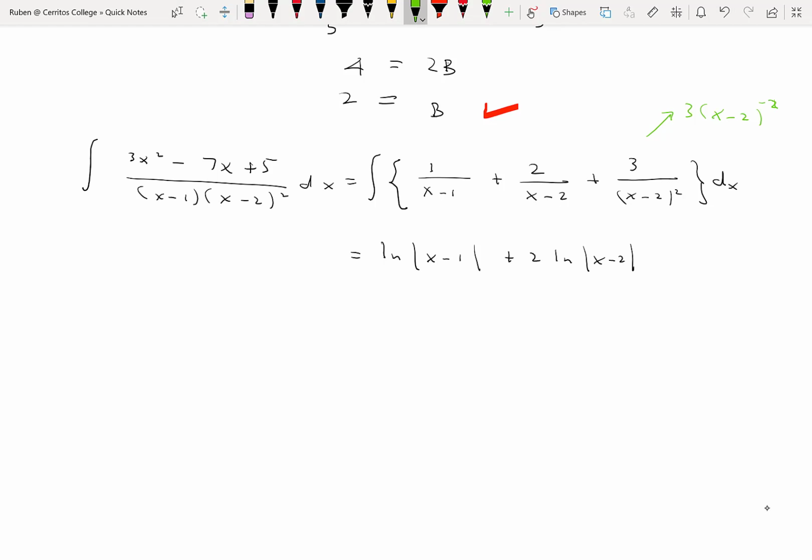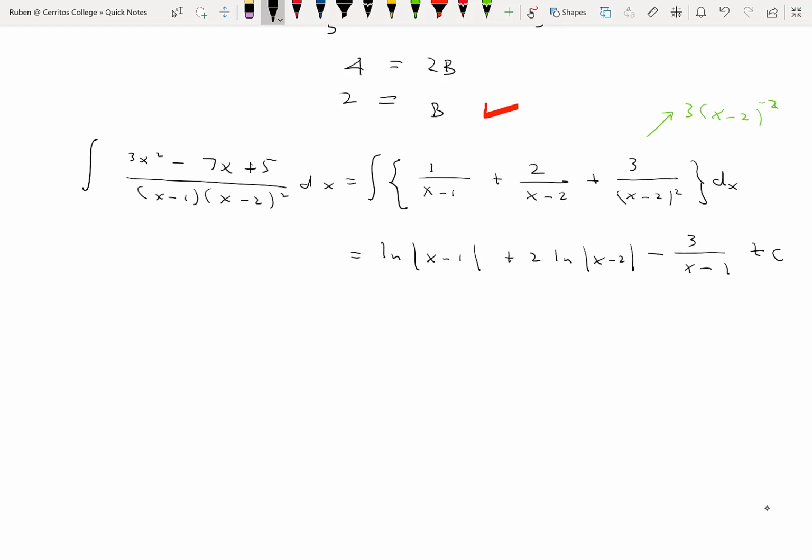So we add 1 to the exponent. If we add 1 to the exponent, we get negative 1 as the exponent. Divide by that new exponent. That's where we get the negative. So we get negative 3 over x minus 2, plus a constant. Stop the video and confirm it if you're not okay with that. Okay, so this is an example of case 1, Roman numeral 2, where some of those linear factors could be repeated.